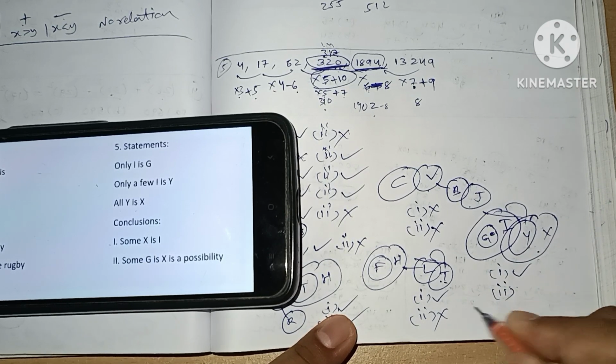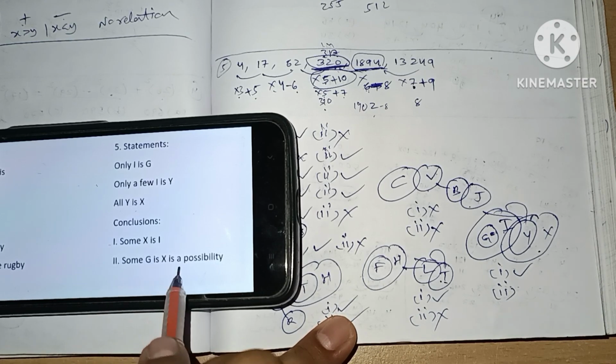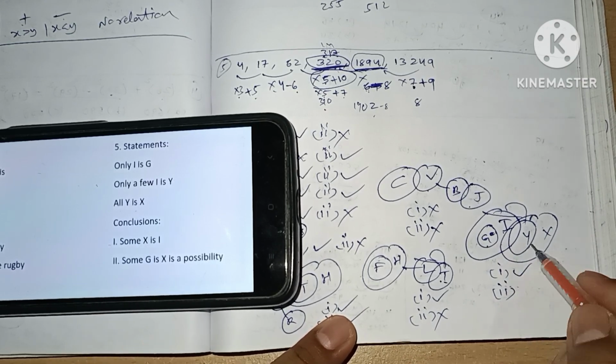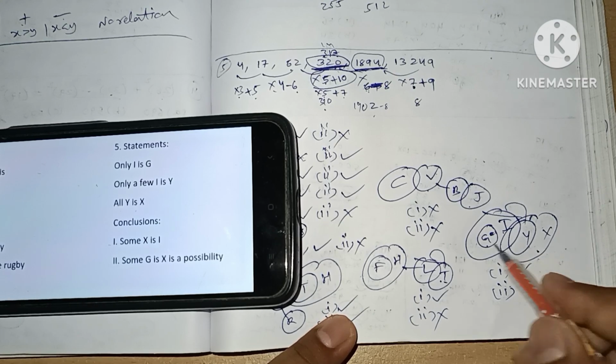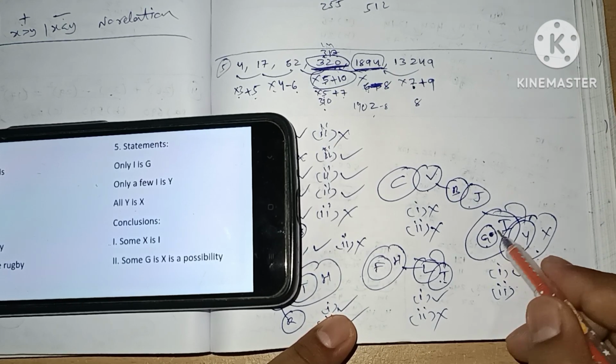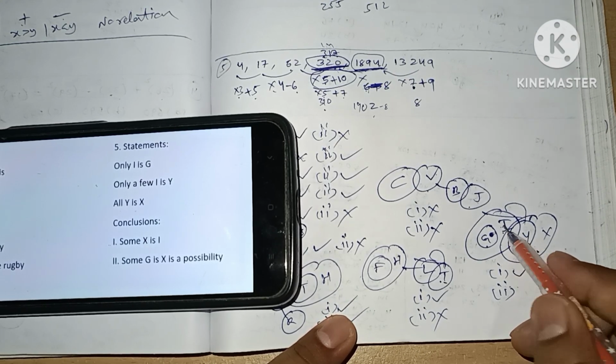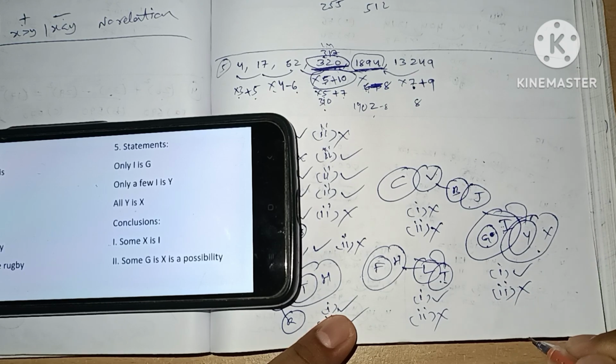Second one: some G is X is a possibility. Is some part of G sharing with X any possibility? No, because G shares only with I, nothing except I. So the second conclusion is false.